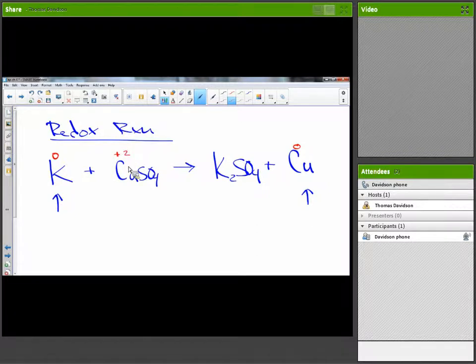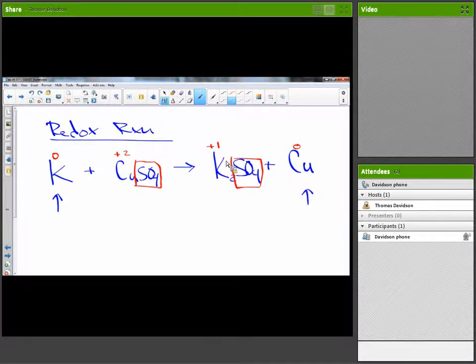And then do yourself a favor. Is SO4 exactly the same on both sides? Yes. So is anything going to change? No. So don't waste your time. All right, so come over here. What's the charge of K?